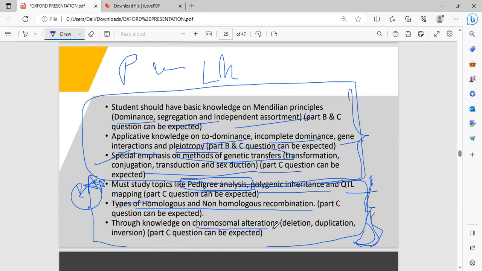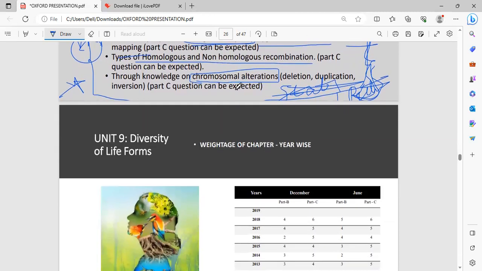And next, chromosomal alterations. A very, very important topic is chromosomal alterations: deletion, duplication, inversion. In this, they mainly ask about statements, and also we have to focus on pictures or diagrams, and also examples.